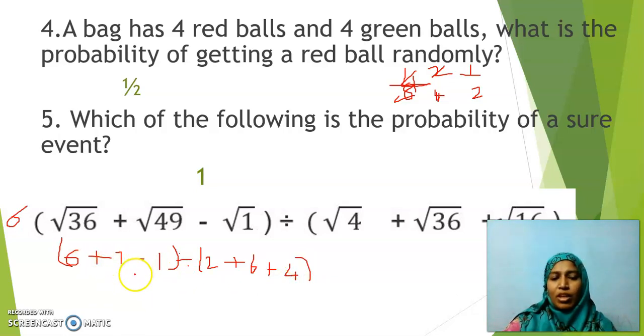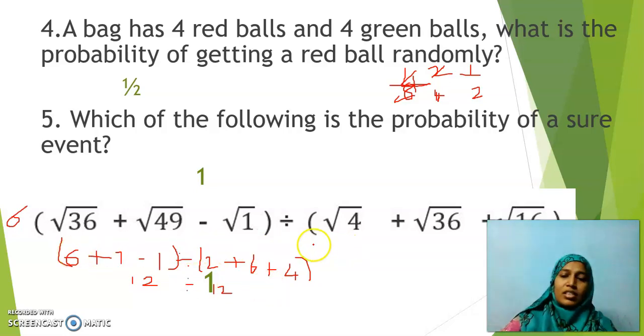13 minus 1, 12. Divided by, add all these: 2 plus 6, 8. 8 plus 4, 12. So what is 12 divided by 12? 1. Very simple questions. But then you have not spent much time in doing it.